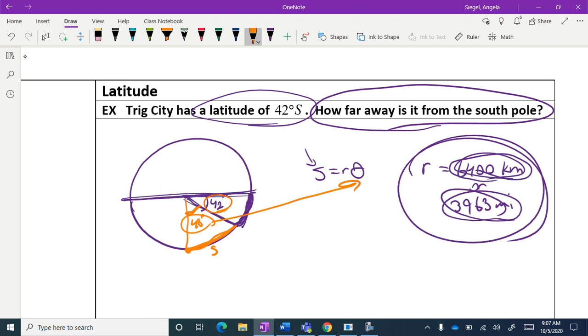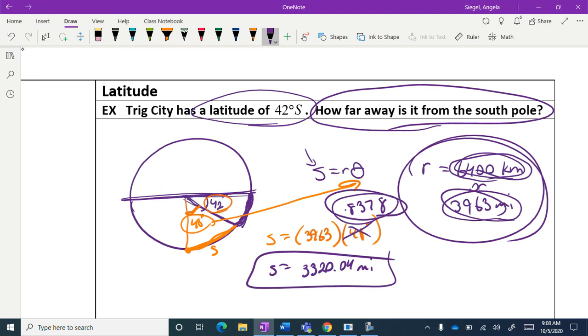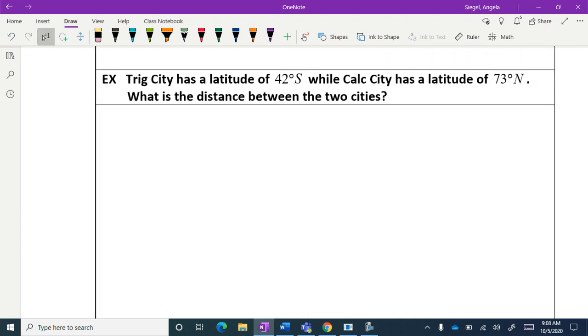So I have S equals R, I'll just use this one, and then theta. Again, I can't use 48 degrees, I'm just going to have to switch that to radians. When I do that, I end up getting this, and then I can just multiply together. So what I just found is the distance between the South Pole and Trig City. Okay, go ahead and do this one and see what you get.